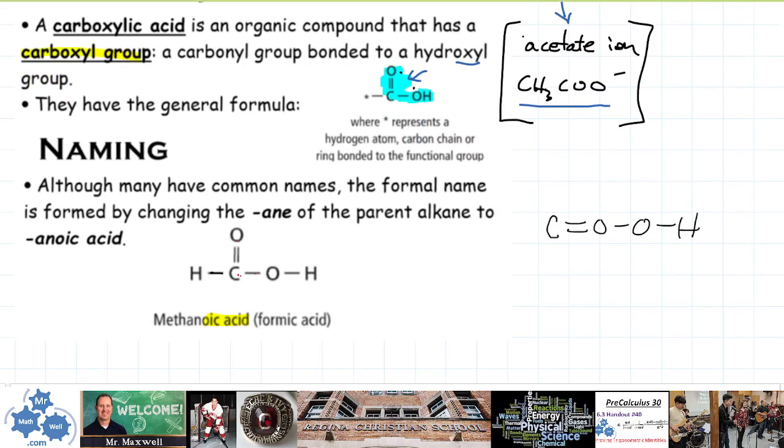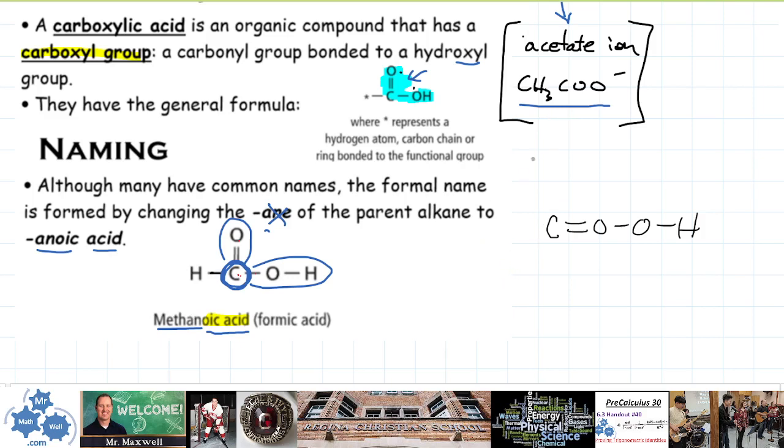All right, let's talk about naming. If you have a carbon chain, that's where you get your prefix from, like methane for one carbon. Then if you have this carbonyl group and the OH group, making it a carboxylic acid, you take away the "ane" and stick on "anoic acid." So methane with this carboxyl group is methanoic acid.